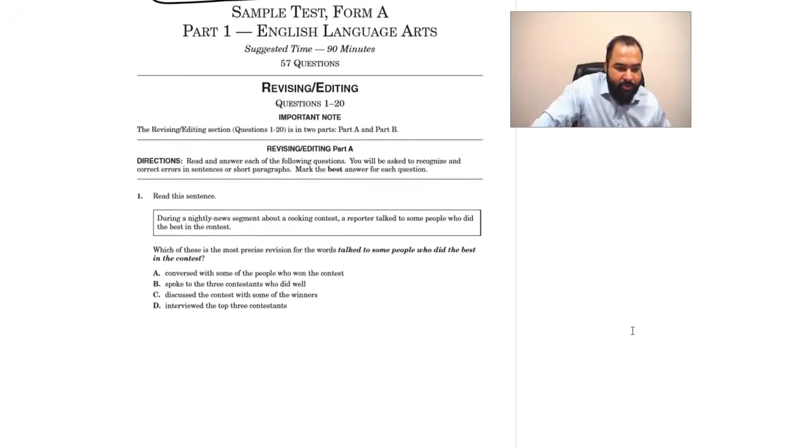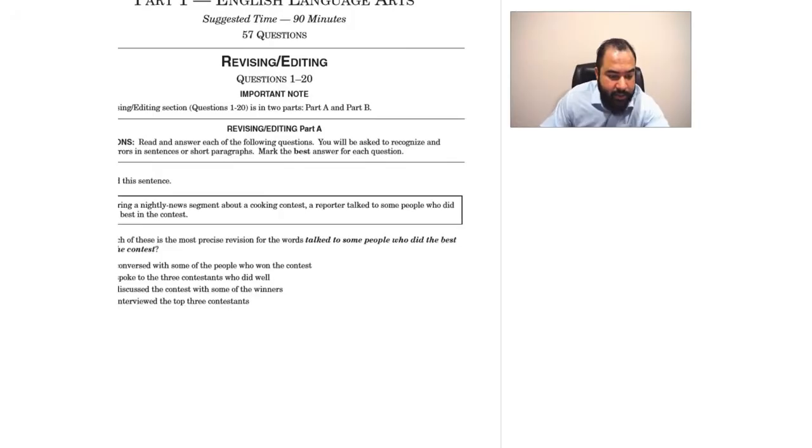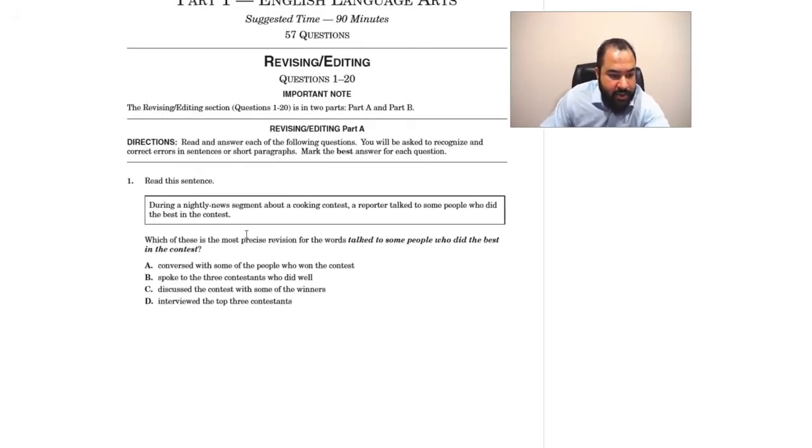So I'm going to do some questions and that will help you. Let's say the first question, let me just zoom in a bit so it will help you more. They gave you a sentence here and asked which of these is the most precise revision. Remember the first type, precise: as I said, a few, some, a lot, these are not precise. Now in this sentence, during a nightly news segment about a cooking contest, a reporter talked to some people who did the best in the contest. You see the word some, that's not precise, that's not specific.